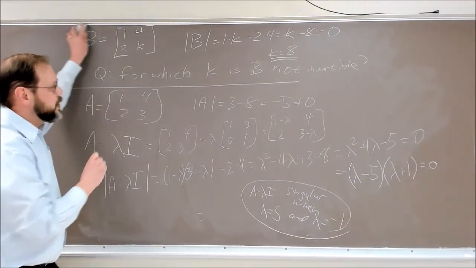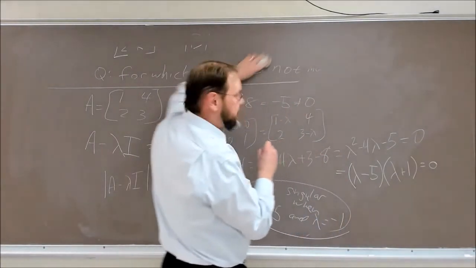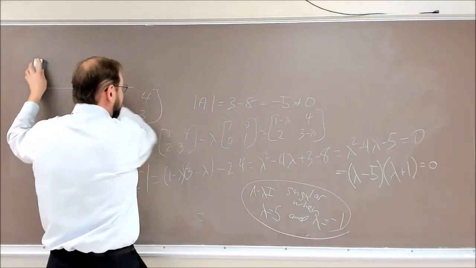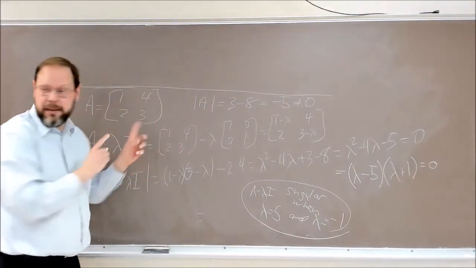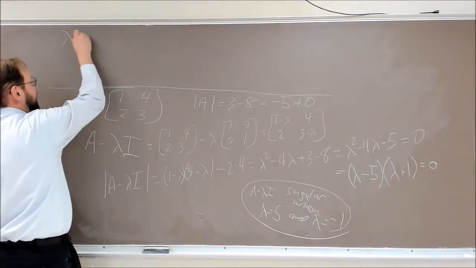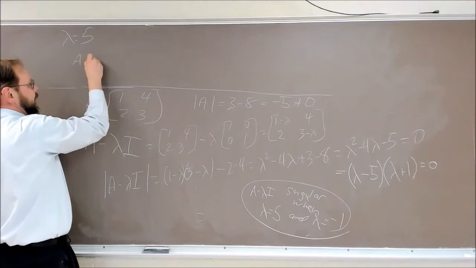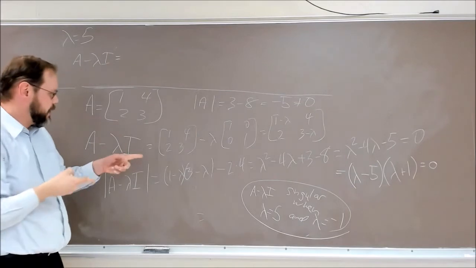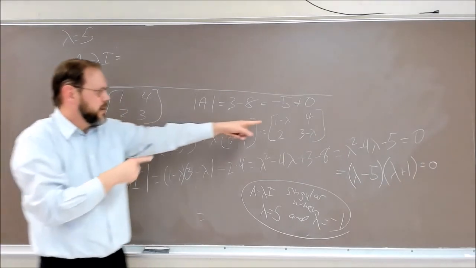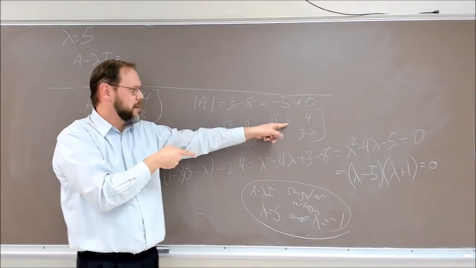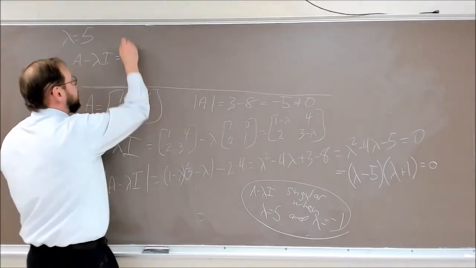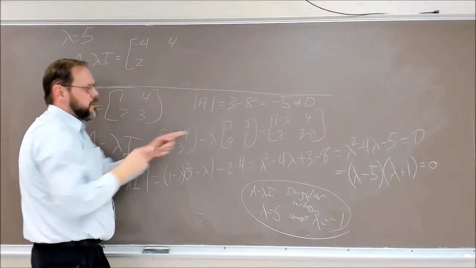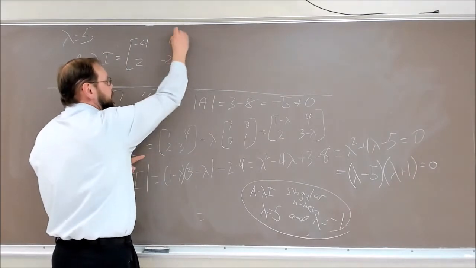Ultimately, why am I going to be interested in those two particular values? Or maybe I could just go through and check whether I believe that's true. So let me just look at the cases here. When lambda is equal to 5, my matrix A minus lambda I would be this thing. I'm going to plug in 5 for lambda here. So it'd be 1 minus 5, which is negative 4, and 4, and 2, and 3 minus 5 is negative 2.